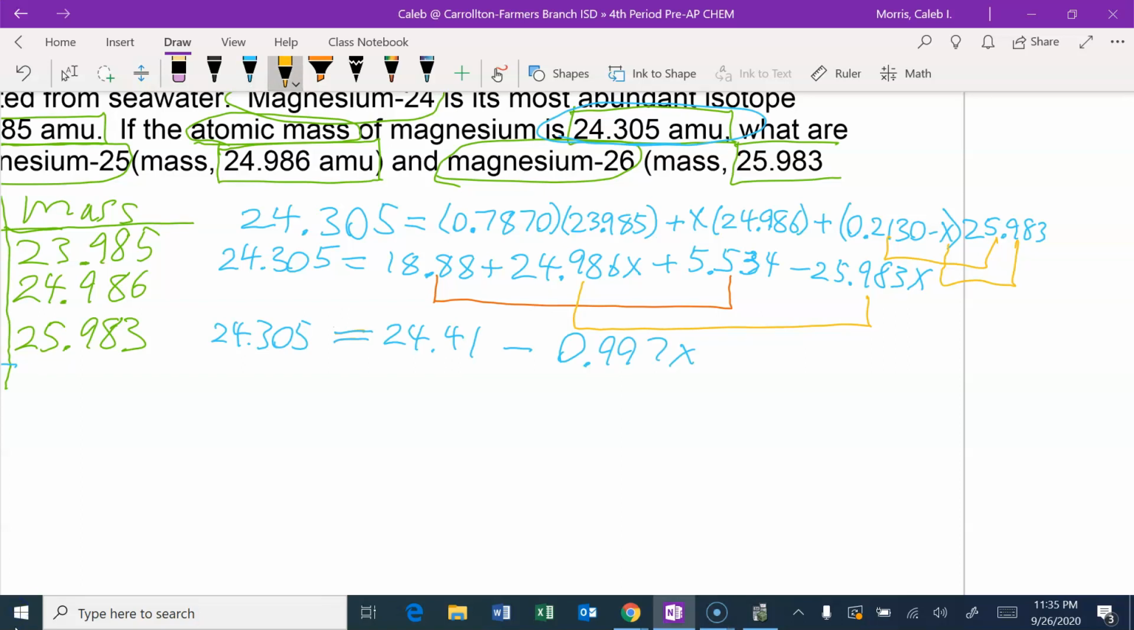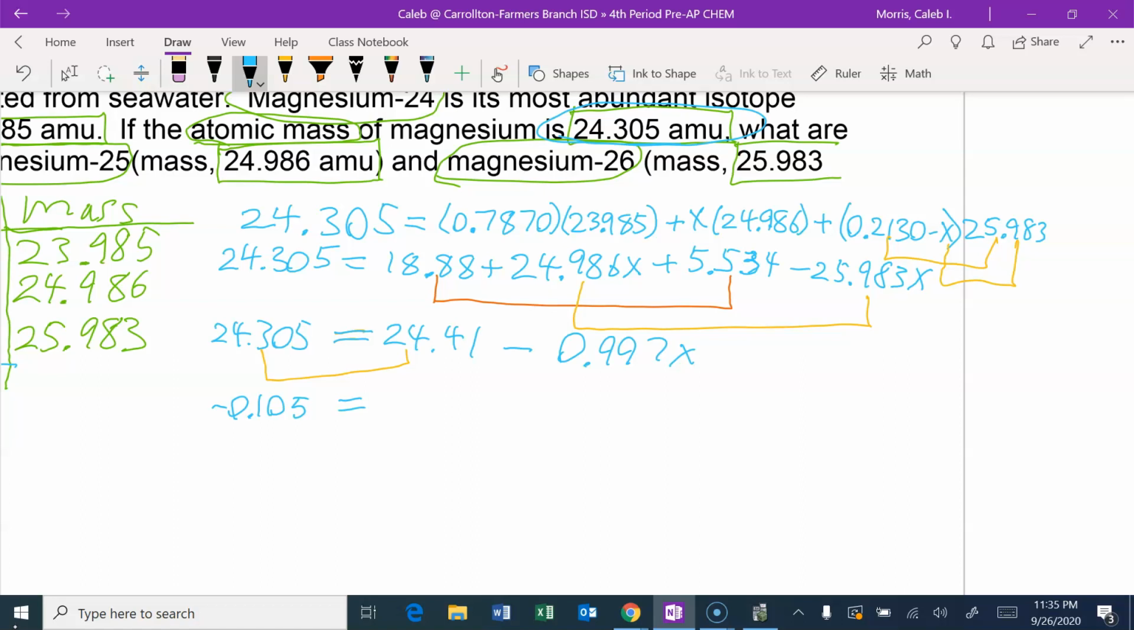All right, finally, we want to combine these two terms. So we're going to subtract 24.305 minus 24.41. When you do that, you get negative 0.105, which really just rounds up to 0.11, but we'll keep it there. That's fine. We'll round to 2 decimal places later.